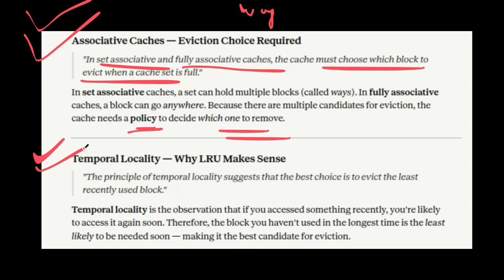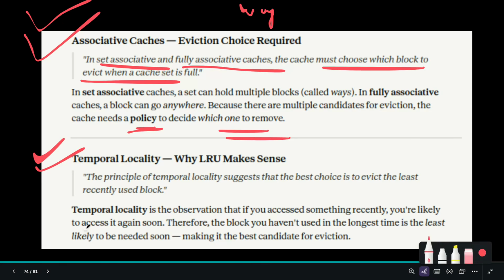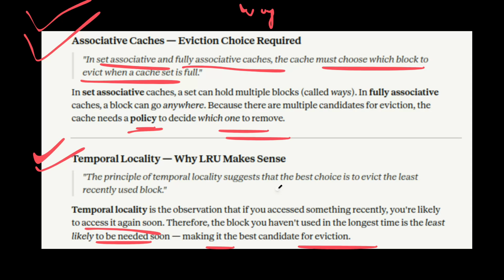Now, temporal locality, we know, is the observation that if you access something recently, you are likely to access it again. Therefore, the block you haven't used in the longest time is the least likely to be needed soon, making it the best candidate for eviction. So here, the principle of temporal locality means what? The best choice is to evict the least recently used block.